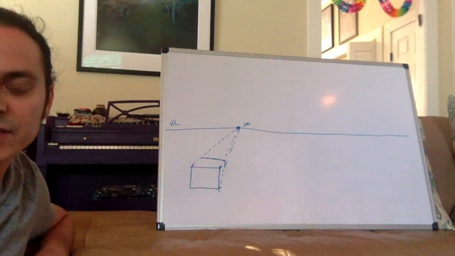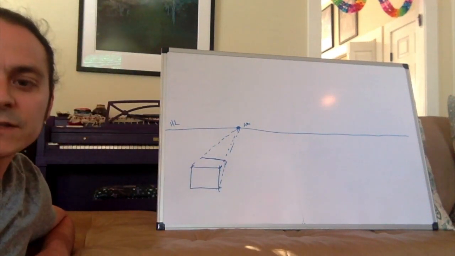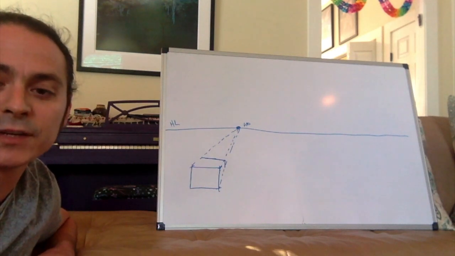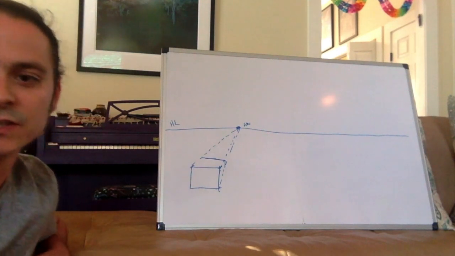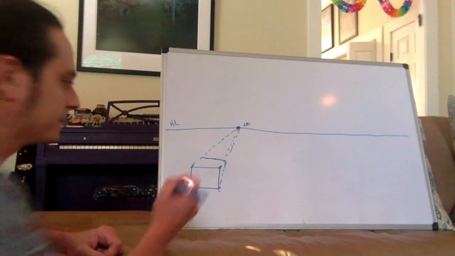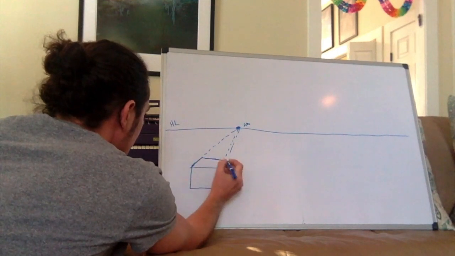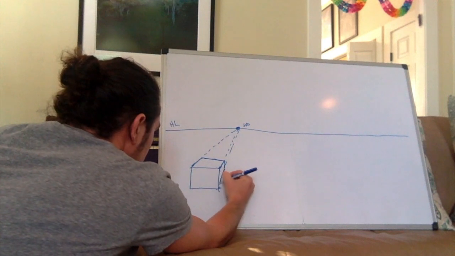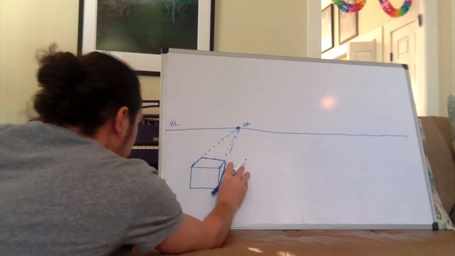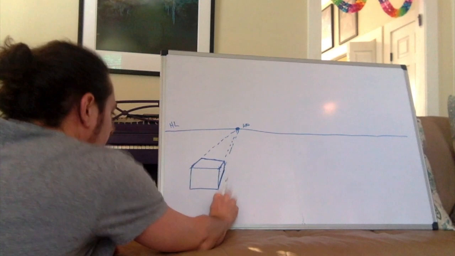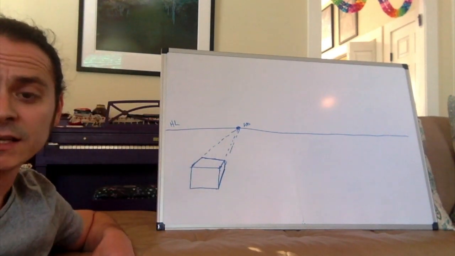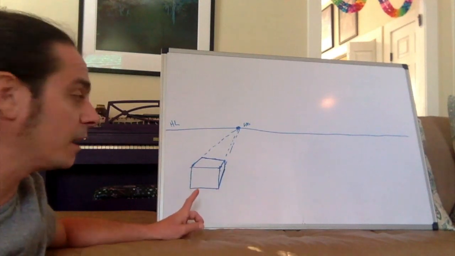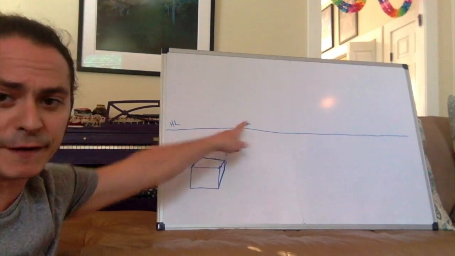Okay, so now that's drawn, and all we have to do is connect our guidelines, and then we'll have a 3-dimensional box on a 2-dimensional surface. So let me do that so we can see what that looks like. Okay, and there's our box. And you know that it is in perfect perspective because each 3 lines converge on the vanishing point.